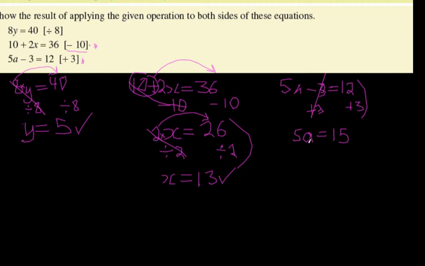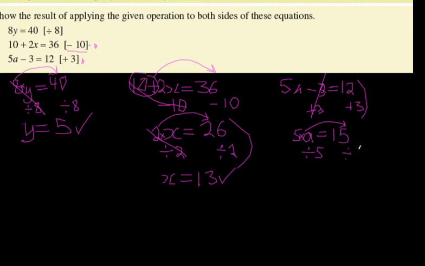Is a by itself over here on the left? And are all the numbers by themselves over here on the right? The answer is no, because there's still a 5 over here. This 5 needs to be moved over to this side of the equation to get a by itself. We know that that's 5 times. What's the opposite of 5 times? You've got it. Divide by 5.